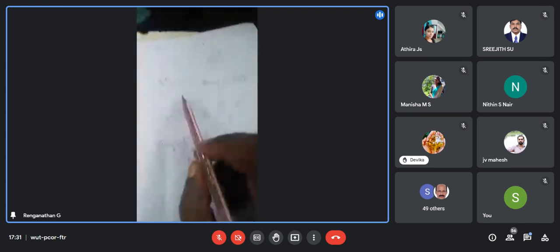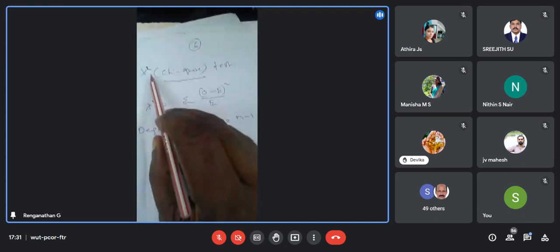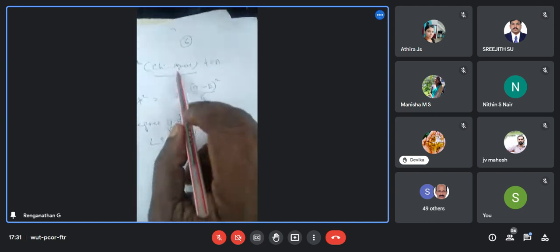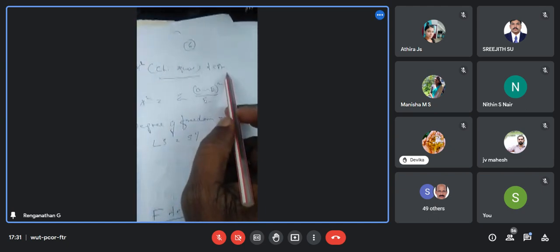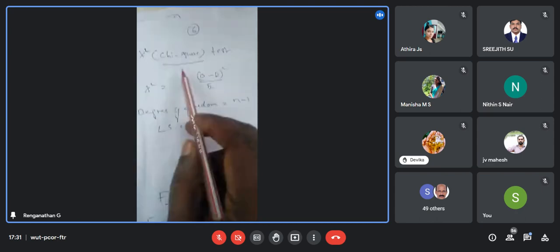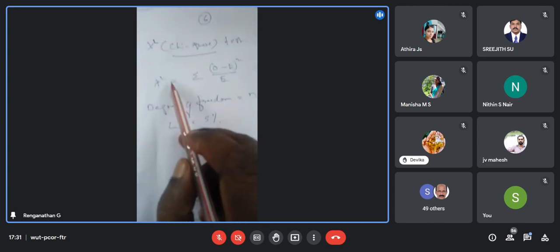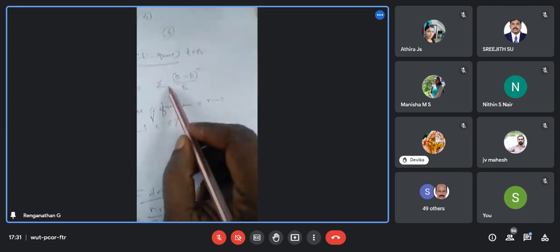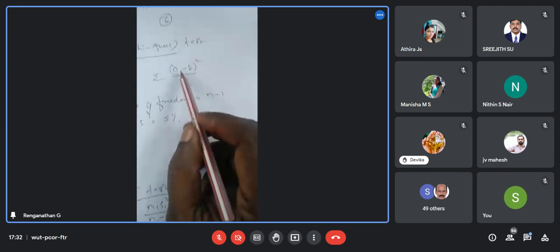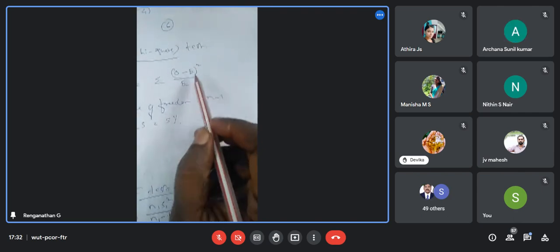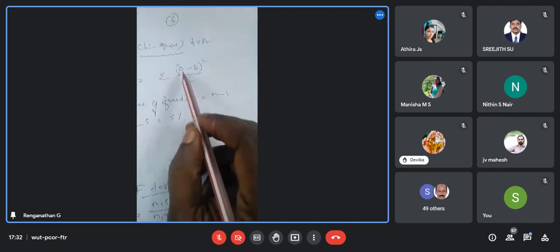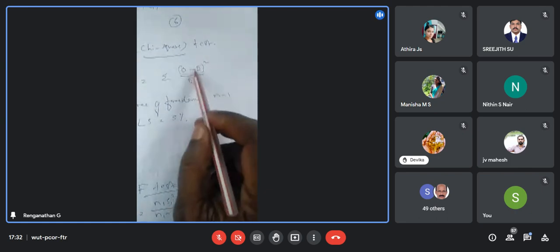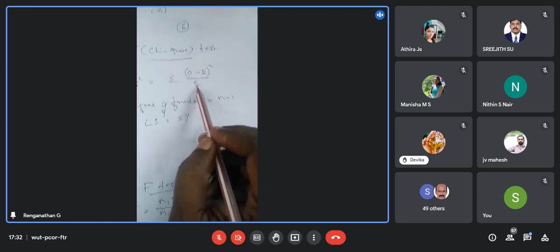So you have to write up a heading here, x square test or chi-square test. And the formula to find the x square test is: x square is equal to sigma, O minus E the whole square, divided by E. O minus E the whole square divided by E.